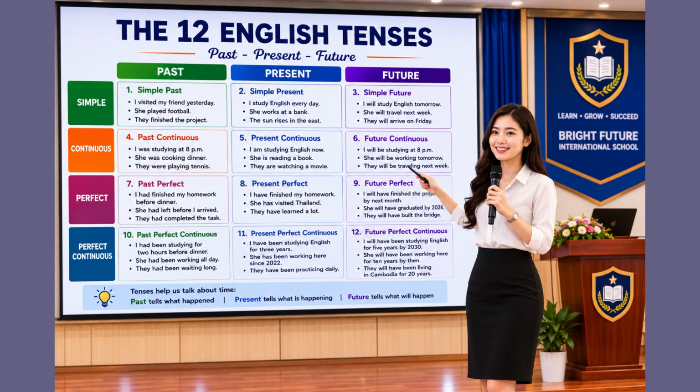6. Past continuous tense. The past continuous tense describes actions that were in progress at a specific time in the past. Structure: subject plus was/were plus verb ing. Examples: I was studying at 8 p.m. She was sleeping when I called. They were playing football yesterday afternoon. We were having dinner at that time.